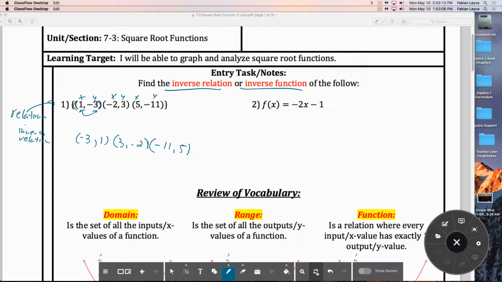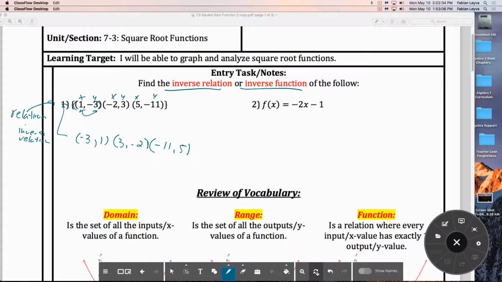Okay? Does that make sense? Again, that is just by definition. Now, when you're finding the inverse relation, all you're doing is switching your inputs with your outputs. Now, in terms of functions, it gets a little more complicated. There's a little deeper understanding. Because although we didn't know about the relationship in the beginning of these ordered pairs, we didn't care because all we needed to do was switch our x's and y's.